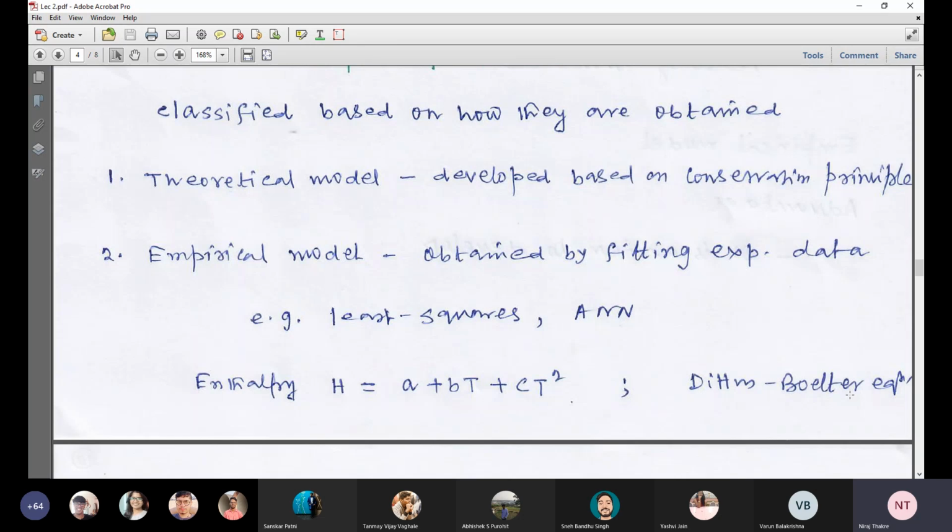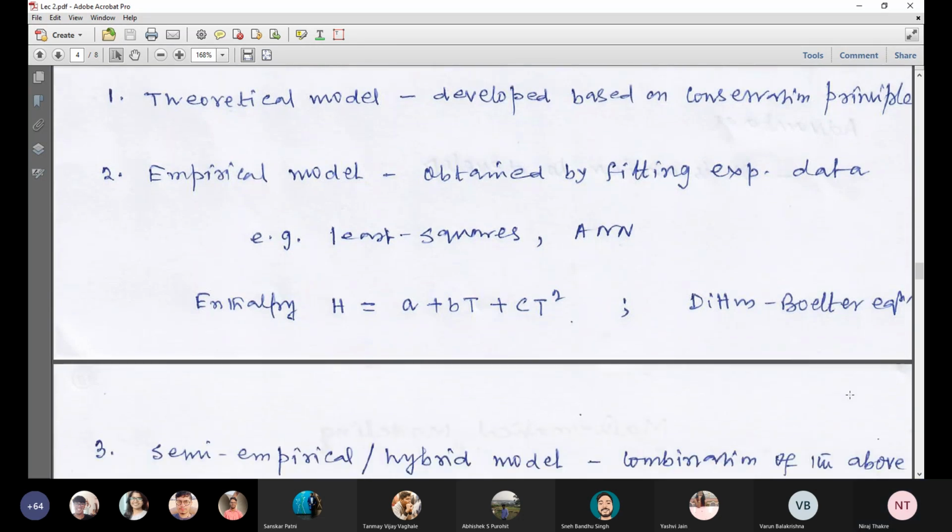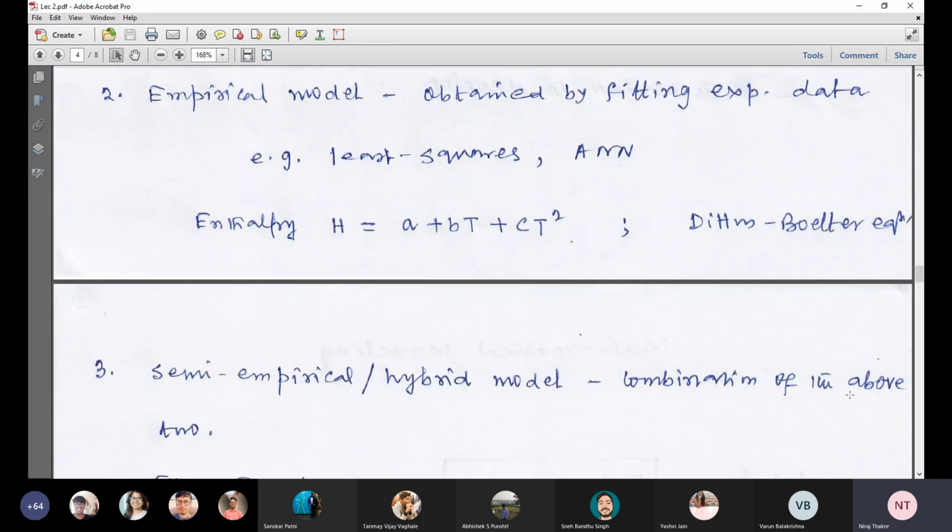So these are based on the empirical model. Now this is the semi-empirical model, the hybrid model, a combination of the above two. In the majority of the cases, you will see that we are using this hybrid model, but still many people call it a theoretical model instead of this model.